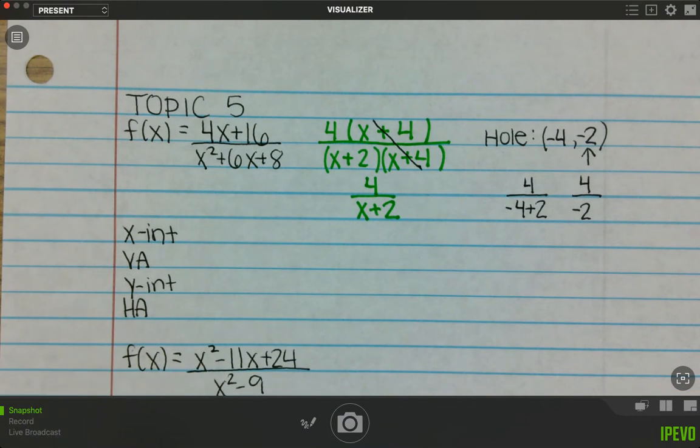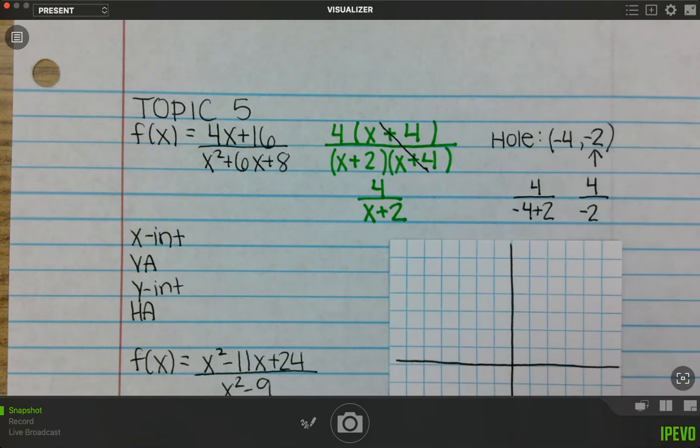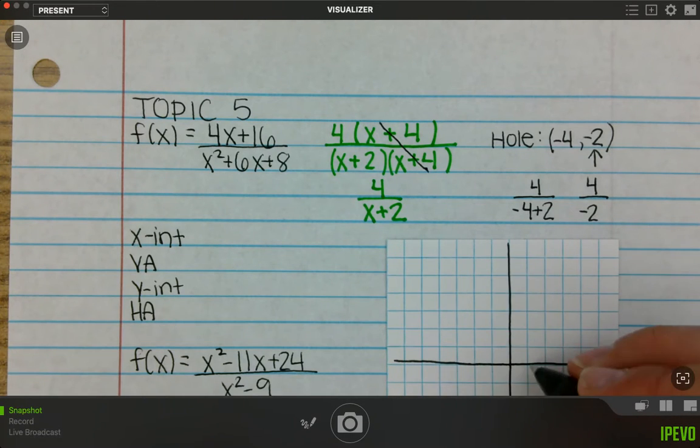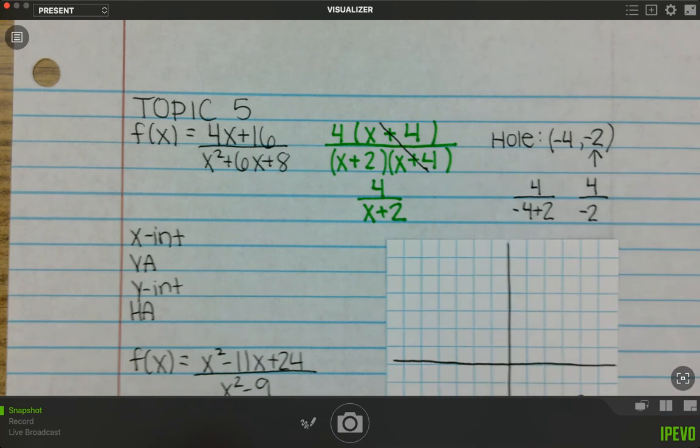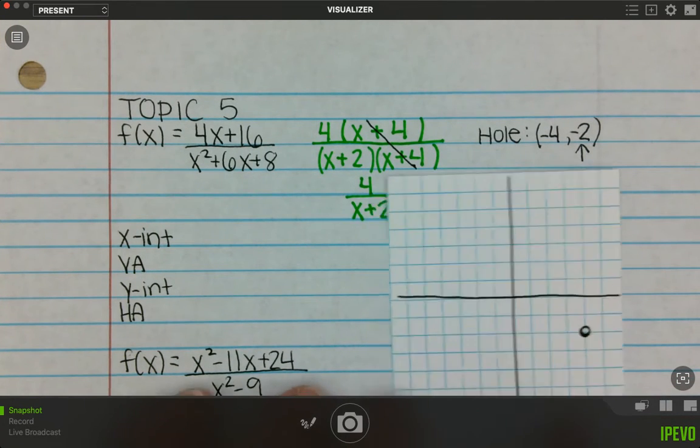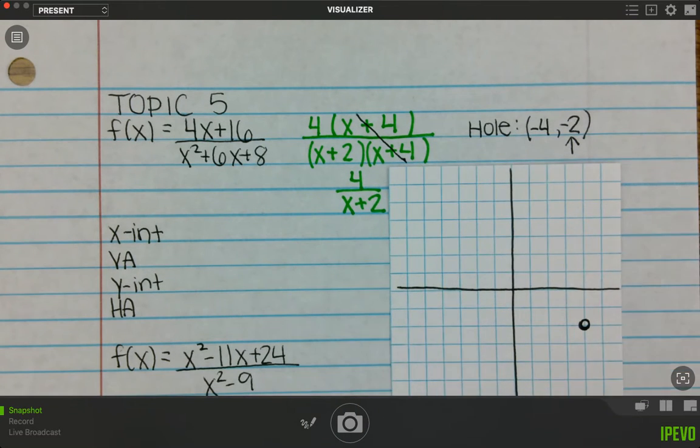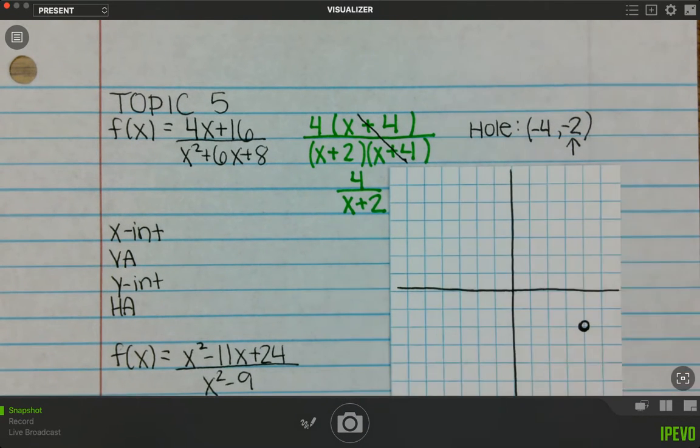Then I'm going to pull up my graph here. And I'm going to go right 4, 1, 2, 3, 4, down 2, and that's where my hole is. 4, negative 2. Notice how I drew an open circle because it's not a regular point, it's a hole.